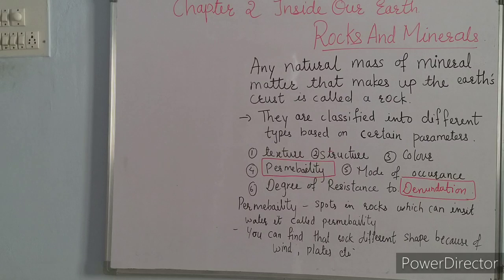A natural mass of minerals and matter that makes up the earth's crust is called rock. That means whatever natural mass gives us minerals, that becomes rock. Now we are going to see how this rock is produced.